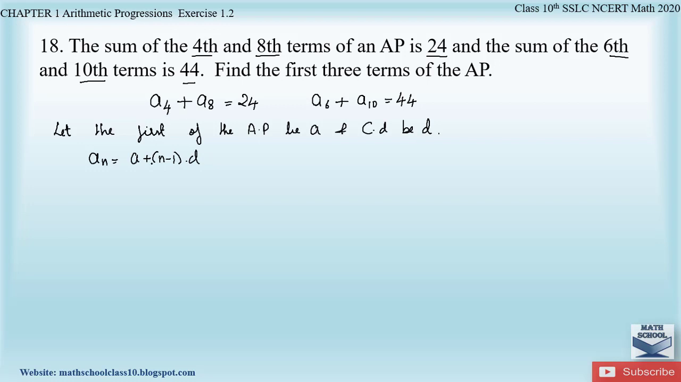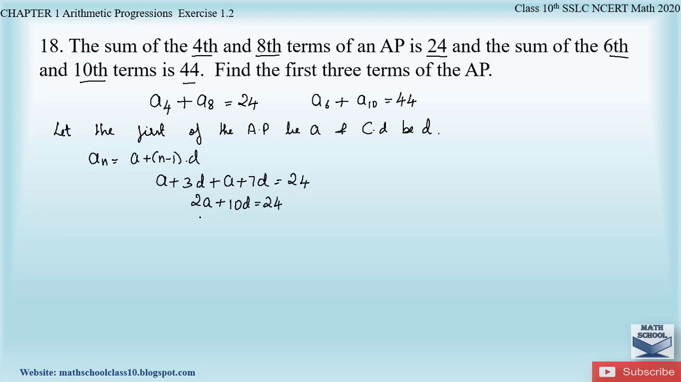Now in here we know the n value, that is, for the 4th term n value is 4. So 4 minus 1 will be 3d. So we will write down here A plus, for A4, the 4th term, it will be 4 minus 1, that is 3d, plus for the 8th term, that will be 8 minus 1, that will be 7d. So A plus 7d is equal to 24. This is what is given. We are substituting the values of A4 and A8. So a plus a will be 2a, then 3d plus 7d is 10d, that is equal to 24.